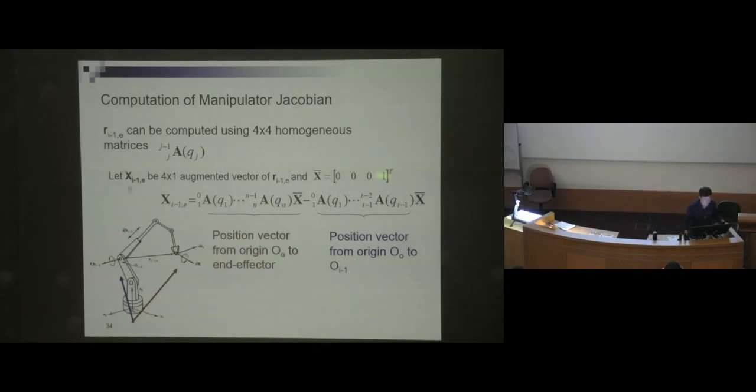So let x bar of i-1,e be the 4x1 augmented vector of i-1,e. So your x bar is essentially the column vector [0, 0, 0, 1] transpose. Okay, so your x_{i-1,e} will be equal to this multiplied by the x bar. If you look at this part, it is the position vector from the origin O to the end effector. And the next part is the position vector from the origin O to i-1. So if you take this one minus this one, you have this one. Simple? So this is what we need.